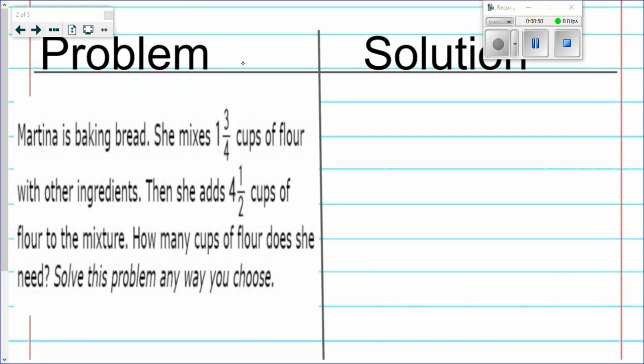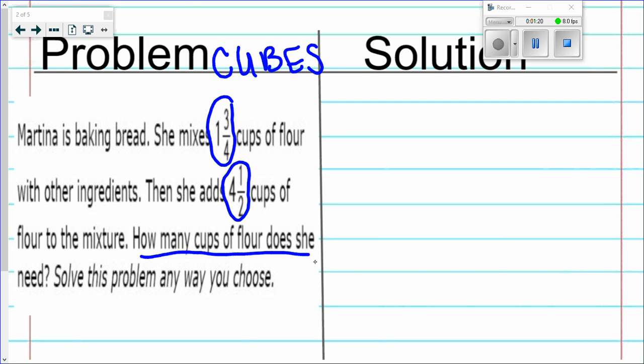I'm going to write CUBES at the top so that I can remember my format for understanding word or novel problems. First of all, I'm going to circle the important numbers in this problem. I know that Martina is mixing 1 3/4 cups of flour with other ingredients, and she's also then going to add in 4 1/2 cups of flour to the mixture. I'm going to underline the question that I'm really trying to answer, which is how many cups of flour does she need? I'm going to box keywords. A keyword here is adds. I'm working with cups.